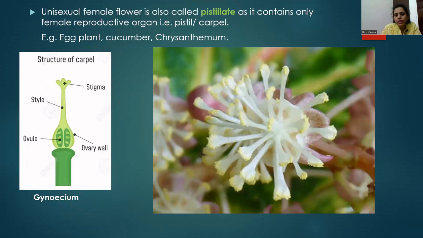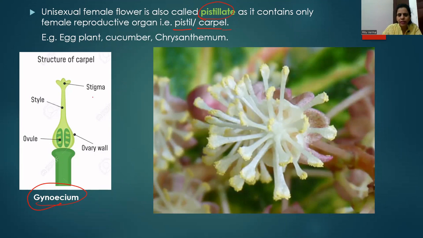A unisexual female flower which has the female reproductive structure called pistil or carpel is known as pistillate. The female reproductive structure in plants is known as pistil or carpel, and when any flower has only female reproductive organs in it, it is called pistillate. The female reproductive structure is also known as gynoecium. What is it called? Gynoecium. And this gynoecium has three parts.